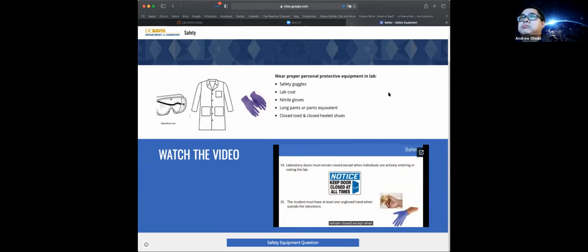Laboratory doors must remain closed except when individuals are actively entering or exiting the lab. The students must have at least one ungloved hand when outside the laboratory. Gloves are presumed to be contaminated and must not come in contact with anything outside the laboratory except chemical containers. Only use the ungloved hand to open doors, hold onto stair rails, or push elevator buttons.